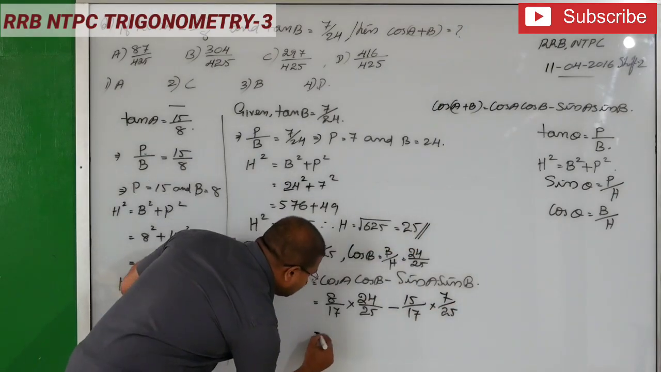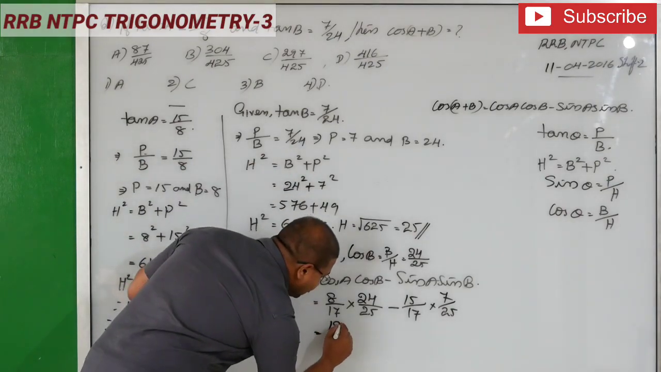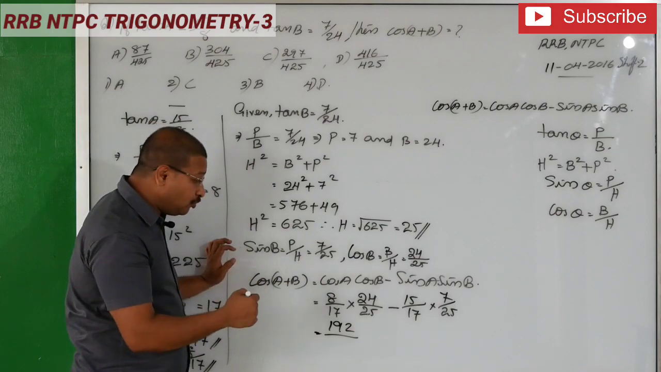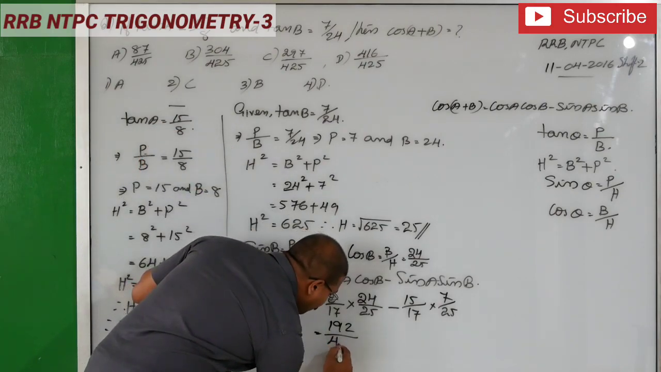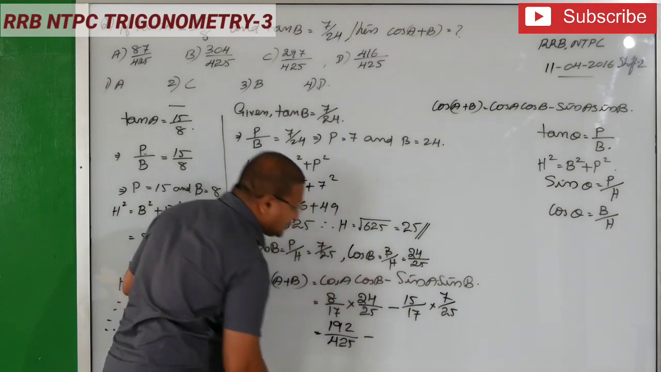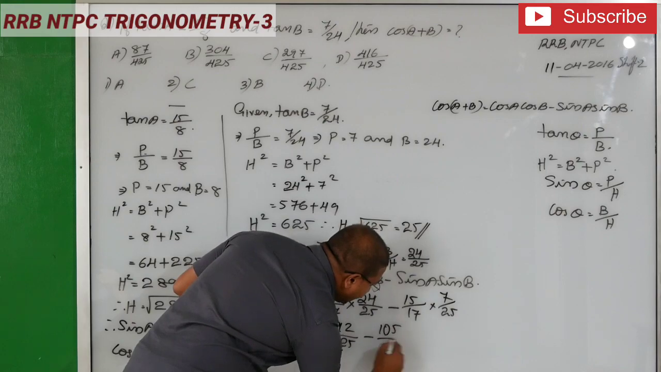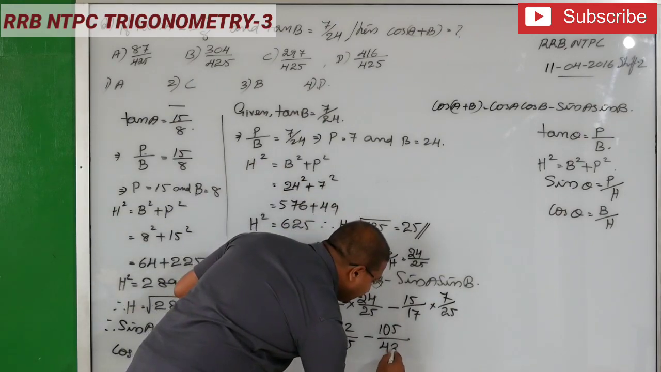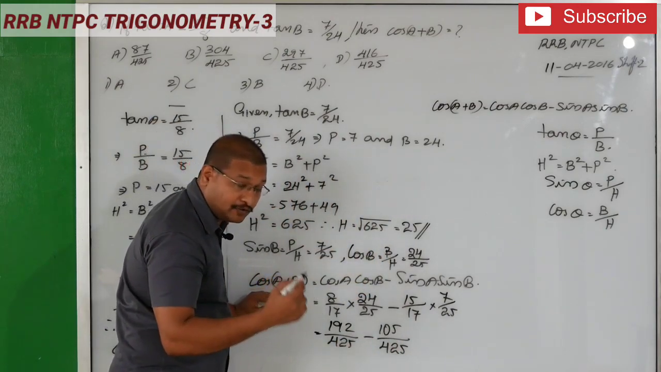See, this equals 8 into 24, that will be 192, divided by 17 into 25. What you want to do means you have to multiply and check it. It will be 425. 425 minus 15 into 7, that will be 105, divided by 17 25s are 425. See, multiplication is not very tough, don't worry.